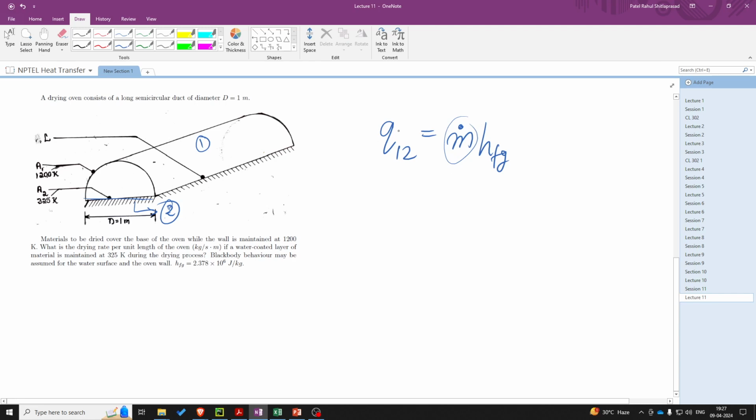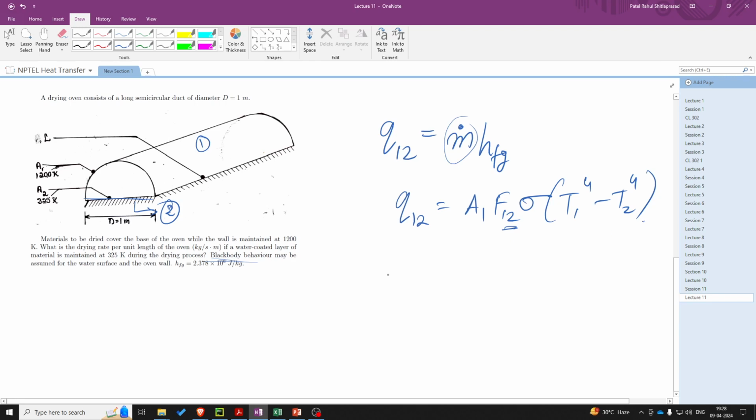But for that, first we need to find the overall radiation heat exchange between these two surfaces. Over here, we have been given that we have to consider both of these surfaces as black body. So for a black body, we can straight away write Q12 as area times view factor F12 times the Stefan-Boltzmann constant times T1 raised to 4 minus T2 raised to 4. Now we don't have the value of this view factor F12, so first we need to find it, and then we can calculate it later on.